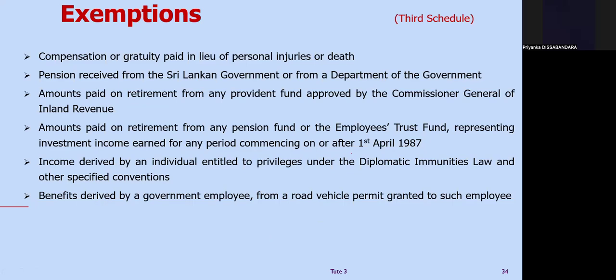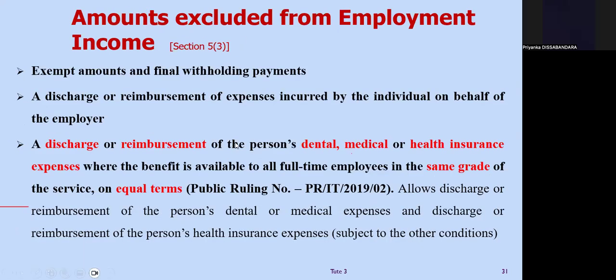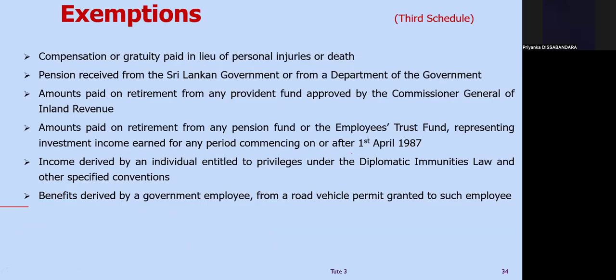Okay. Now I have already explained the amounts that we have to exclude when we are calculating the employment income. Under that, I have mentioned exempt amounts. So in the next slide, we are going to discuss the exempt amounts in relation to the employment income. Exempt amounts are provided under excluded items, so we have to exclude them when we are calculating the employment income. That is given under this slide.